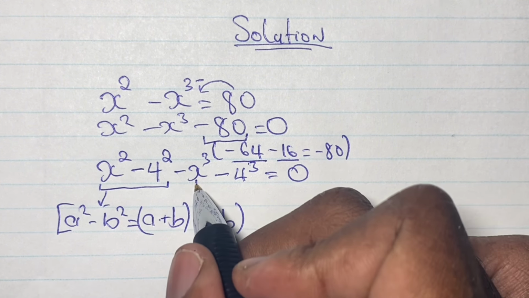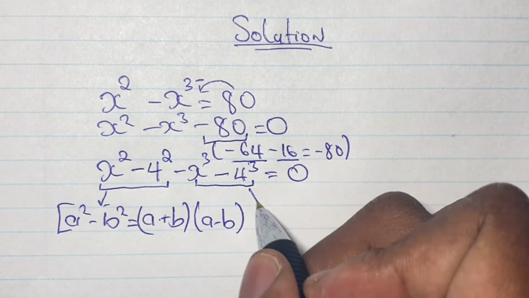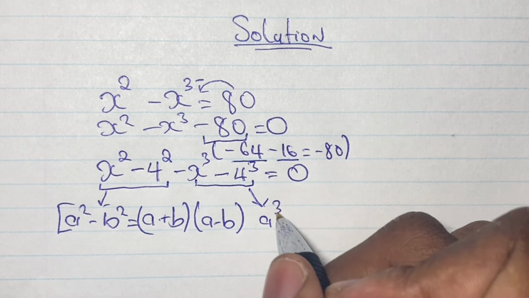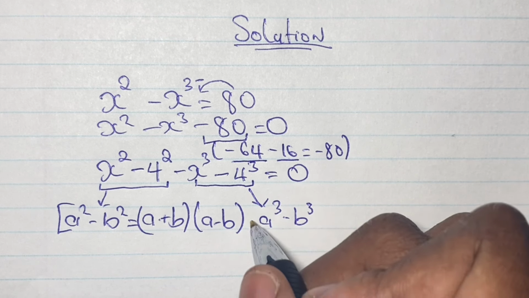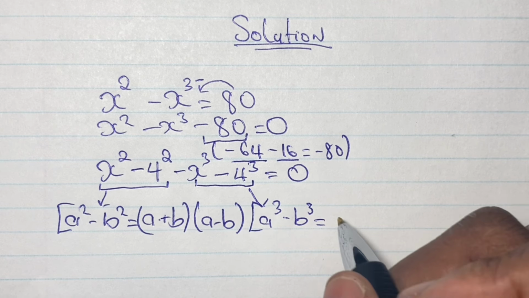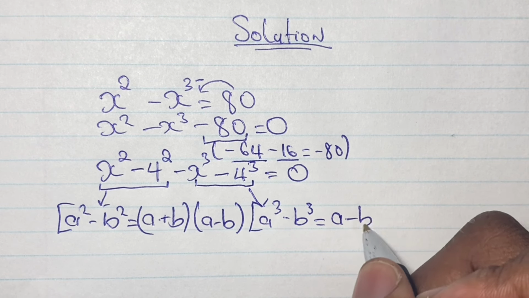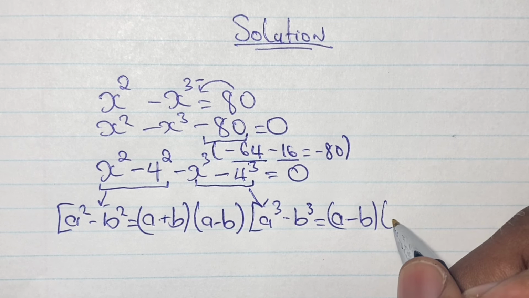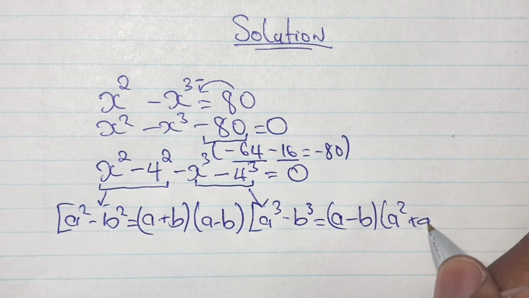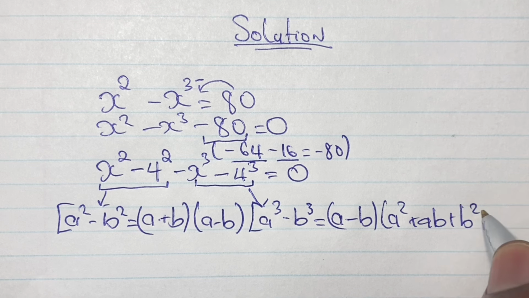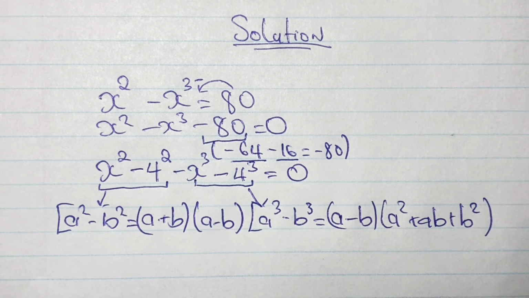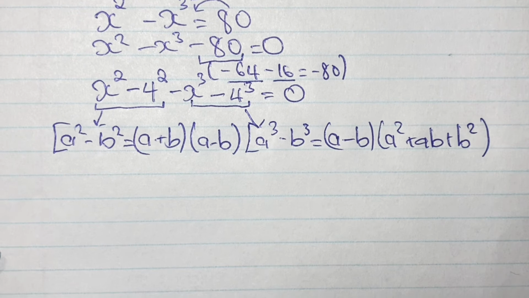And if we also look here, we will see that we have what is called the difference of two cubes, where if we have a cubed minus b cubed, we can expand this by having a minus b in one bracket, and in the other bracket we would have a squared plus ab plus b squared. So now we need to express our equation using what we have here. So let's go ahead and do that.